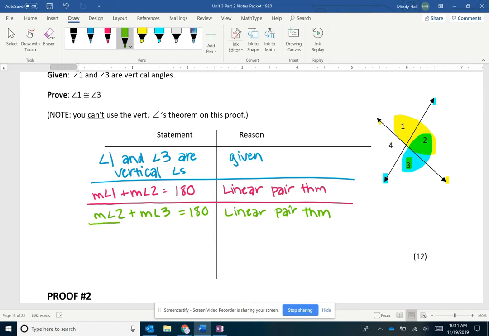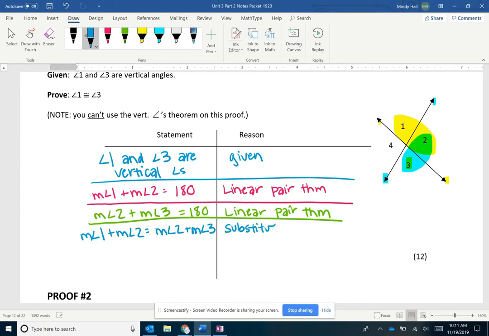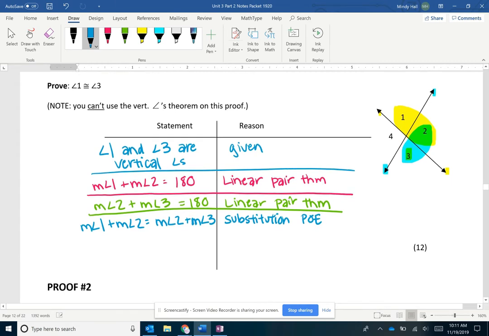Since both of these are equal to 180, that's your hint that you're just going to set these equal to each other. Measure of angle 1 plus measure of angle 2 equals measure of angle 2 plus measure of angle 3, which is the substitution property of equality. If you are abbreviating substitution, keep in mind you need to give me at least SUBS so that I know you're talking about substitution and not subtraction.